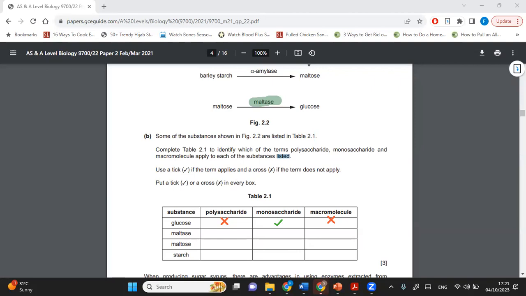Now, when we talk about a macromolecule, is it not going to be a macromolecule? So it's most definitely not a polysaccharide. It's most definitely not a monosaccharide. But is it a macromolecule? The thing is that it actually is a macromolecule. Because what is a macromolecule?